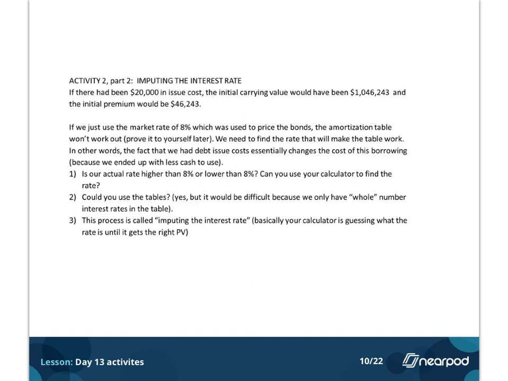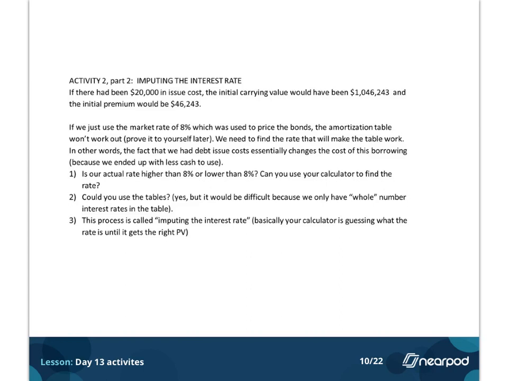You would know the present value is $1,046,243. You know the future value is $1 million. You know the number of periods is 4. You know the payment is $100,000, and what you're solving for is the interest rate. Okay, so rather than solving for present value, now you're just solving for something different.